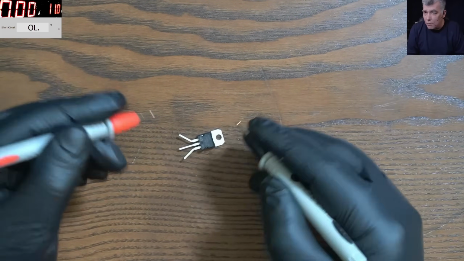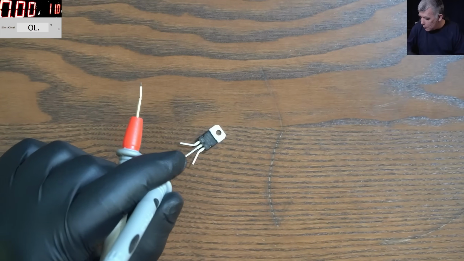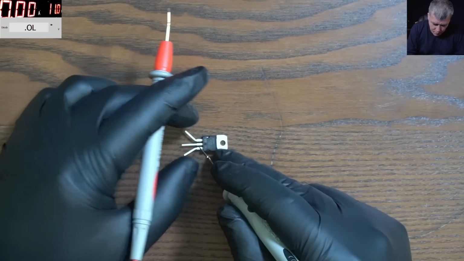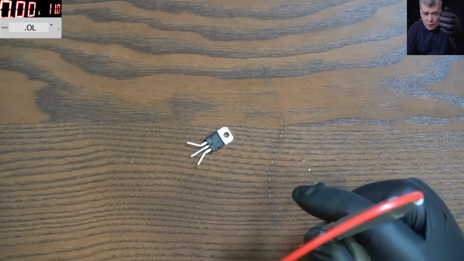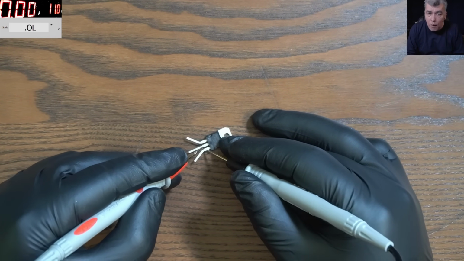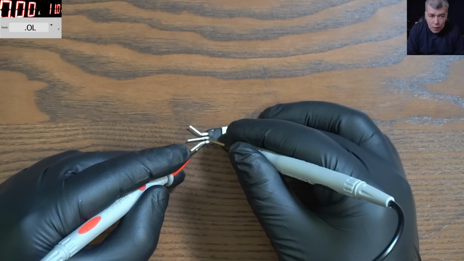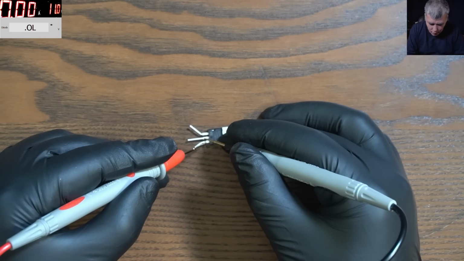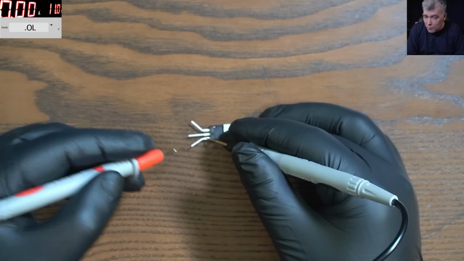We don't know which pin is which. You'll find a lot of transistors with different pins, so we have no idea. It is now on diode mode. So those first pins, from here to here, nothing. From here to here, nothing. No reading on the meter, in diode mode. So I have no reading from here to here and from here to here, and already I can assume one is collector, one is emitter.